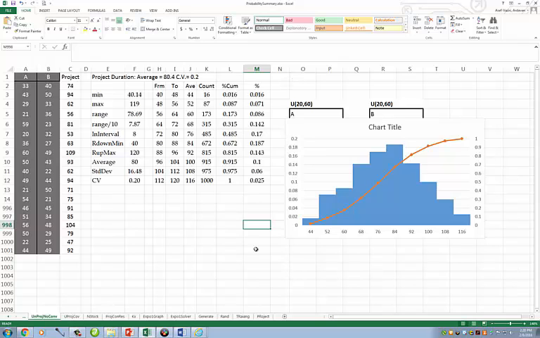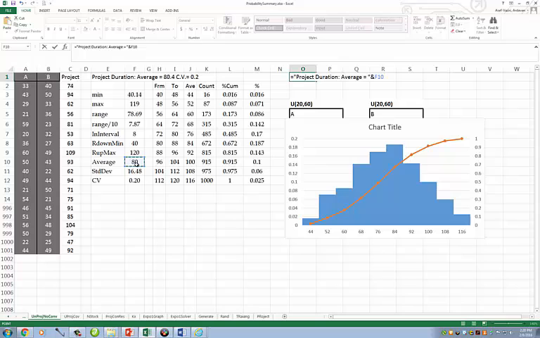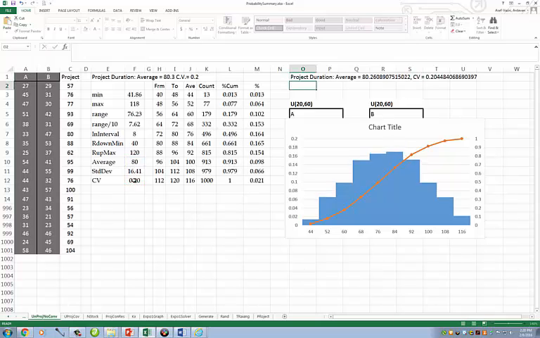Now one other thing I need to do, I'll go here, equal to quotation, project duration, average, equal to, and I click on average, and quotation mark, comma, space, coefficient of variation, space equal to space, quotation mark, and coefficient of variation, enter.